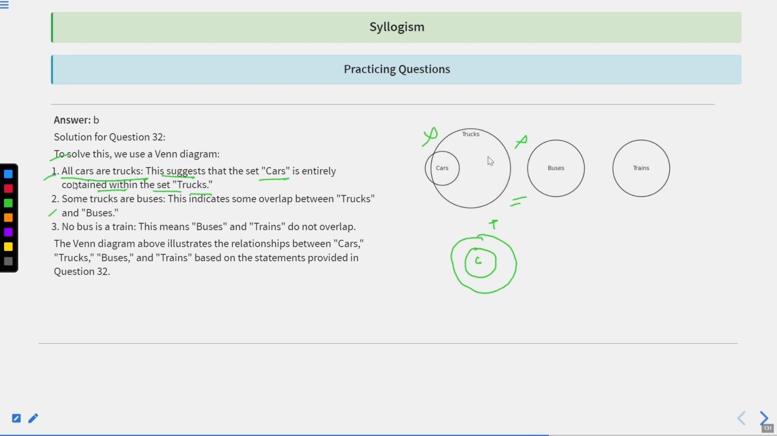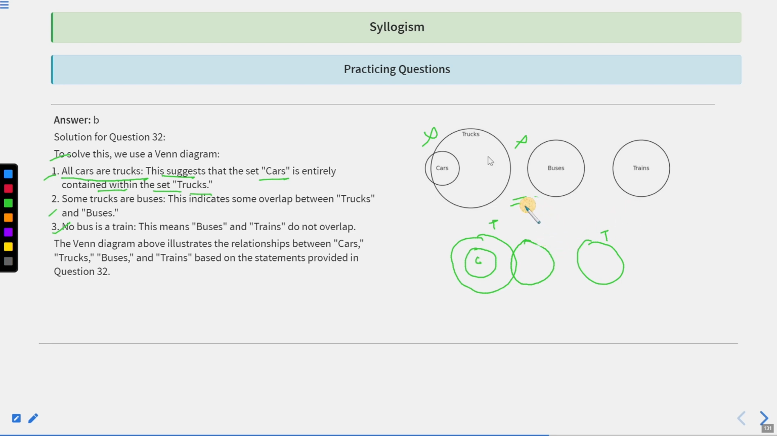Now, some trucks are buses. So this is bus and this is trucks. Whether there can be an overlap between cars and buses, maybe, maybe not, there can be a possibility, but from the statement given it is not showing, so that's why we will be drawing it like this. And then the third statement, no bus is a train. Again, there shouldn't be any overlapping between buses and trains, so that is why this is the correct representation of the diagram of the statements in front of you.